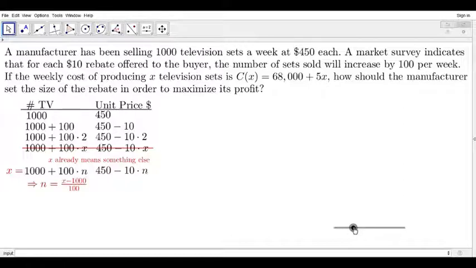And it's (x minus 1000) over 100. And substitute that into 415 minus 10n. So this n here is what's going to be replaced. 415 minus... what should I read? I mean, you can see it there.